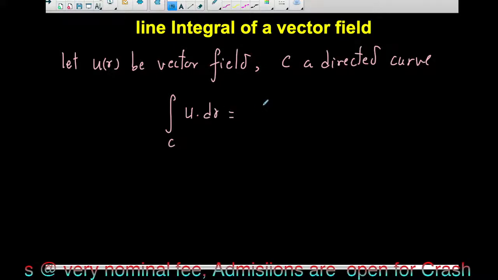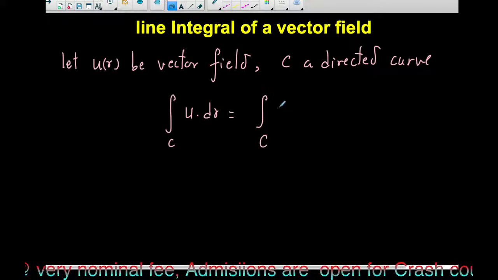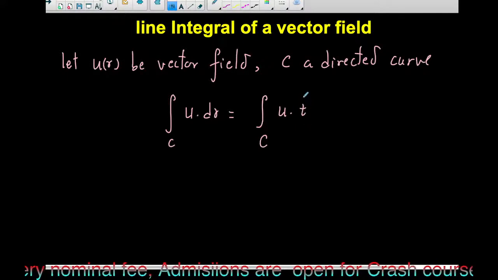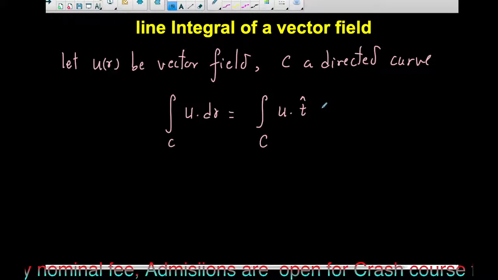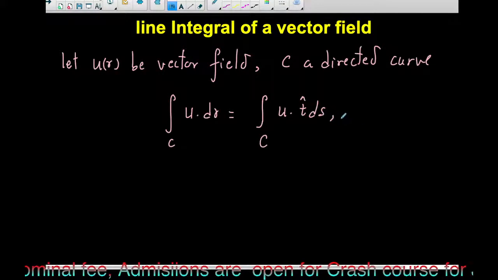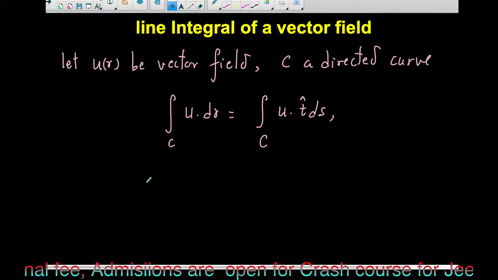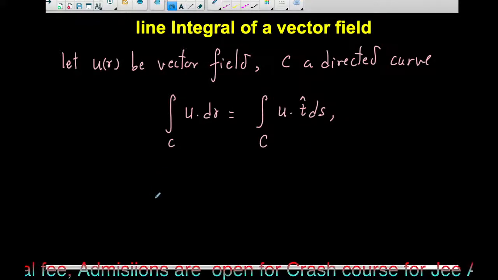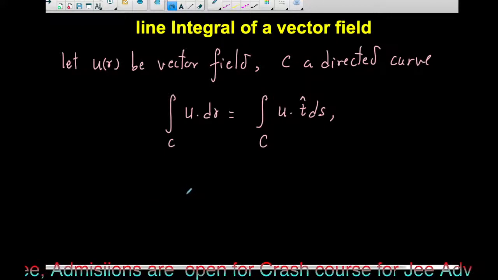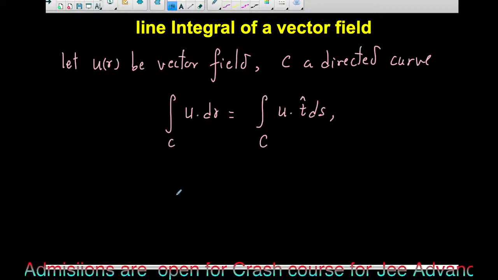This means we can also say the integral over C of u dot t, where u is any vector quantity and t is the unit vector, times ds, and that is the result. Okay, so r be any function of t. In general, the method to calculate the integral for a vector field is to parameterize the curve.